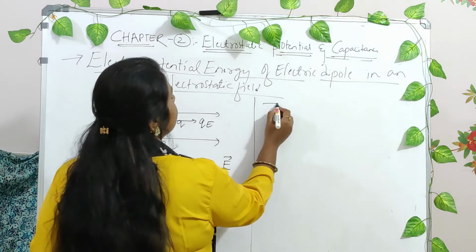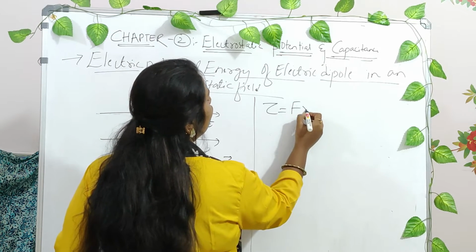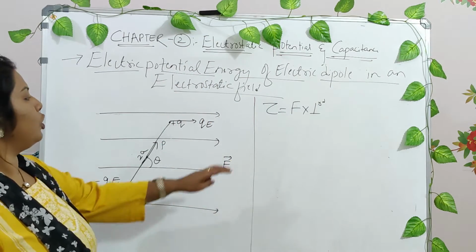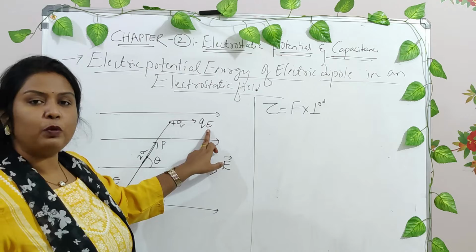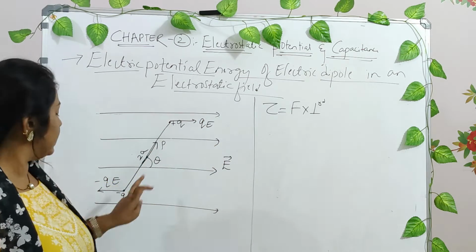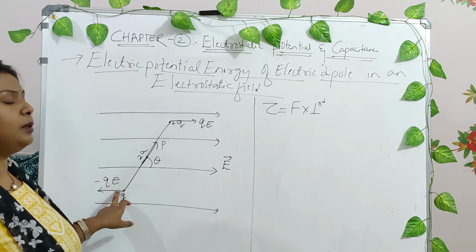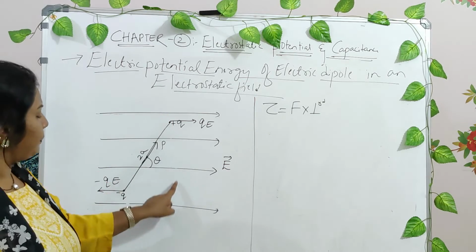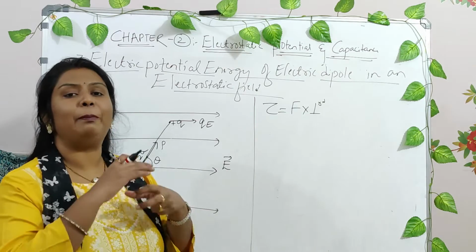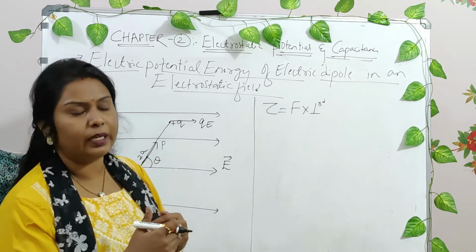Now what is the torque? Torque is equal to force into the perpendicular distance between the forces, right? Now what is the force? Force is nothing but qE. What was the force acting on this q? That is qE. What is the force acting on this minus q? That is minus qE, right? Now the product of the force and the perpendicular distance between them gives rise to the torque. This torque will rotate the dipole in the electric field, right?